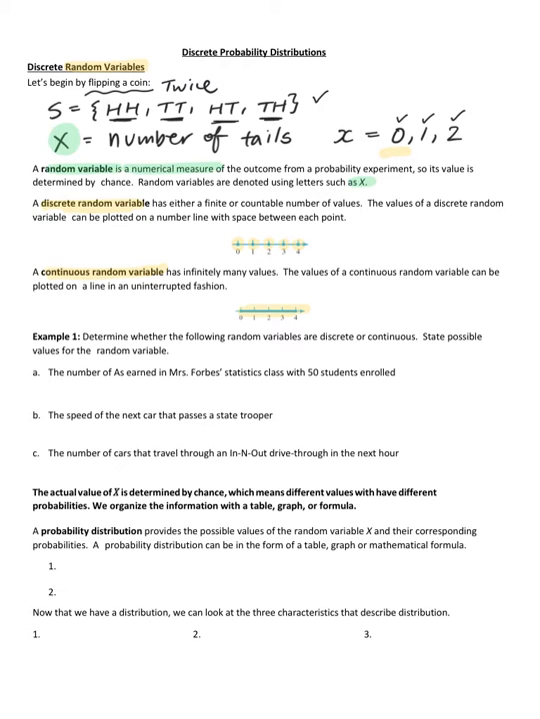All right, so let's look at some examples. Example 1. Determine whether the following random variables are discrete or continuous. State possible values for the random variable. Question A. The number of A's earned in Mrs. Forbes' statistics class with 50 students enrolled. The random variable here is the number of A's earned in my class. So X is the number of A's, and because we can count those, it is a discrete random variable.